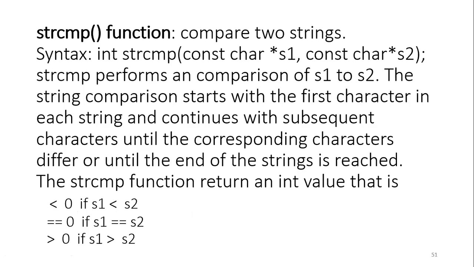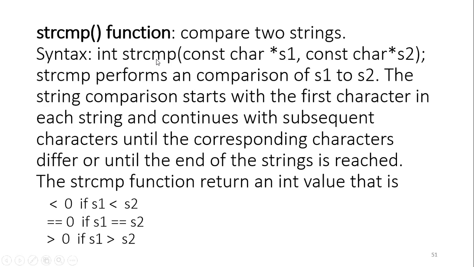The next function is the strcmp function. The strcmp function is used to compare two strings. The syntax for strcmp is it will take two strings as arguments and return an integer. strcmp performs a comparison of string s1 and string s2. The string comparison starts with the first character in each string and continues with subsequent characters until the corresponding characters differ or until the end of the strings is reached.